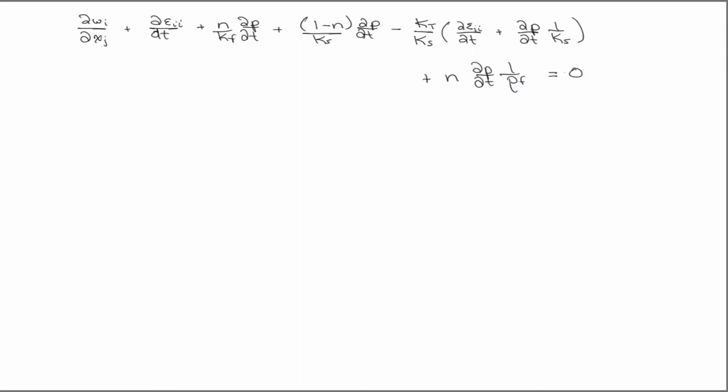Oh, I see. The only ones that are rho have an F next to them, right? I apologize for my handwriting. When I write a rho, I try to put a little hook on the end of it. But this is rho F. And if we use the definition of alpha, remember we had that alpha is 1 minus kT over kS. We derived this last time. Then we can write this equation a little bit more compactly.